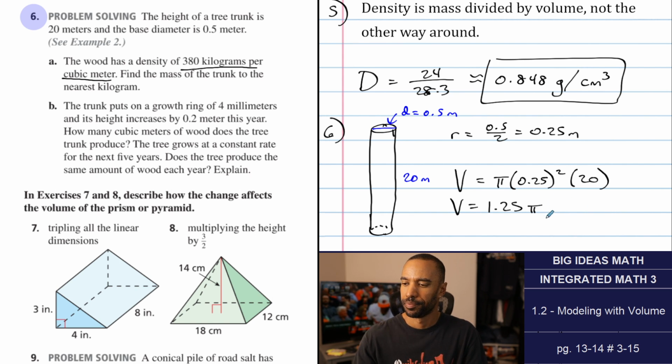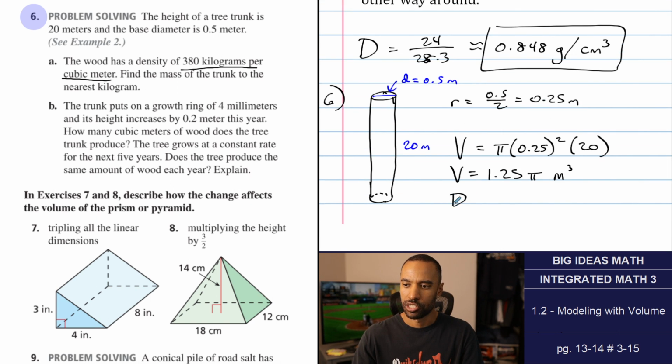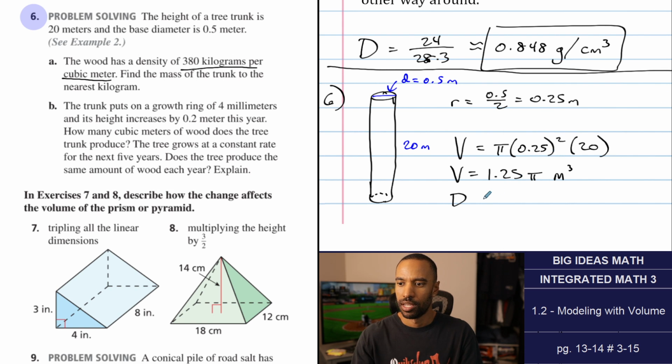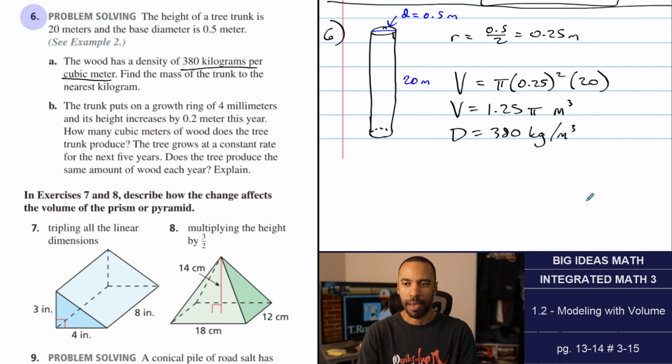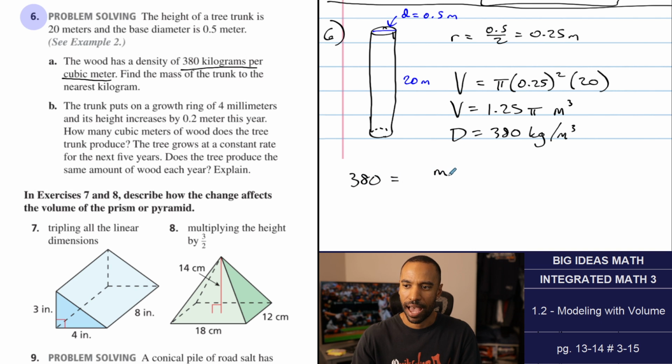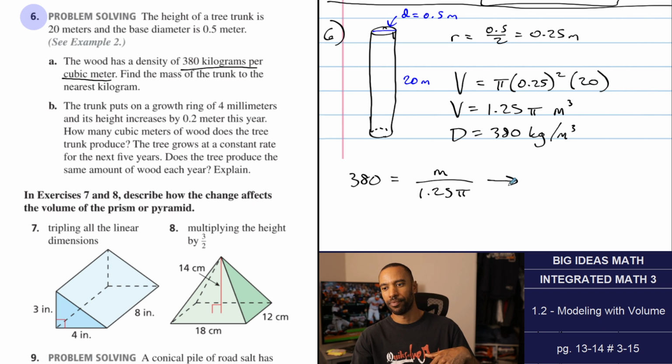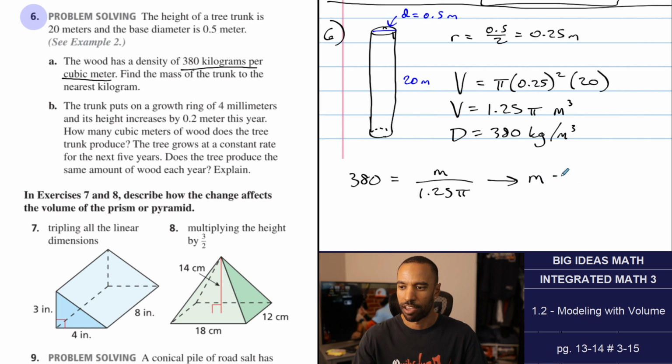This is in, what are we talking about here? Cubic meters. And we have density of this guy. Let's kind of separate these problems. Density of this guy is 380 kg per cubic meter. Okay, so let's find the mass to the nearest kilogram. So 380 equals mass over 1.25 pi. You've seen it before. I'm going to multiply 380 by 1.25 pi, so I'm skipping that work, and let's just go ahead and calculate it.